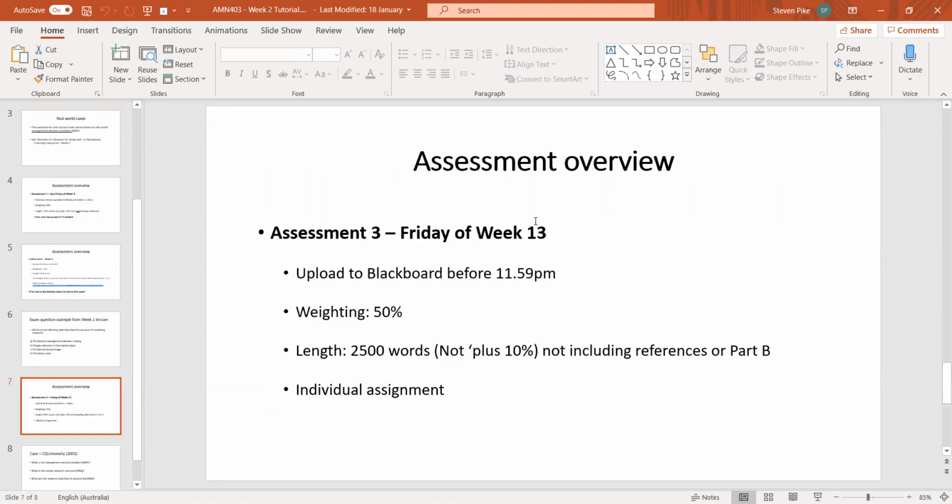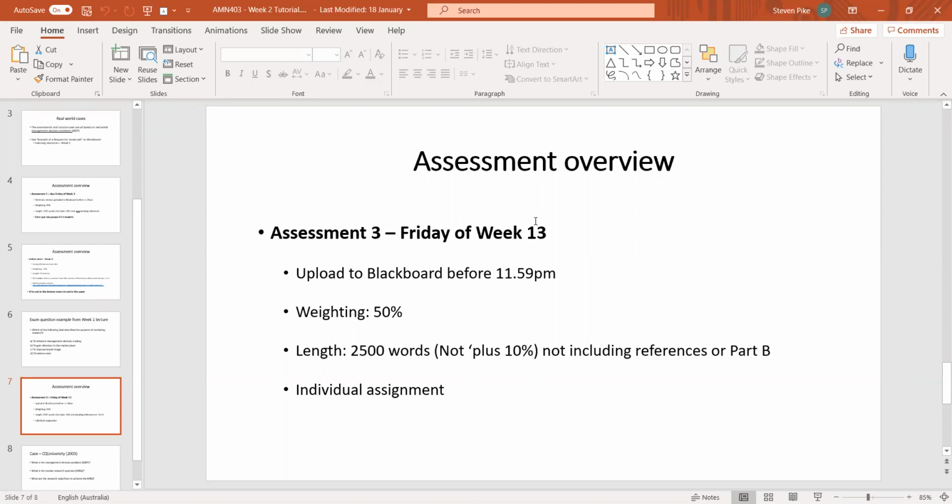Now, assessment 3 is due on Friday of week 13. You have another case study. You undertake this individually, and again, upload your copy to Blackboard by 11:59. Oh, just a point regarding assessment 1 in your groups. Only one assessment per group needs to be uploaded. So just ensure that your cover page for assessment 1 clearly states student names and ID numbers, so we know who the group members are.